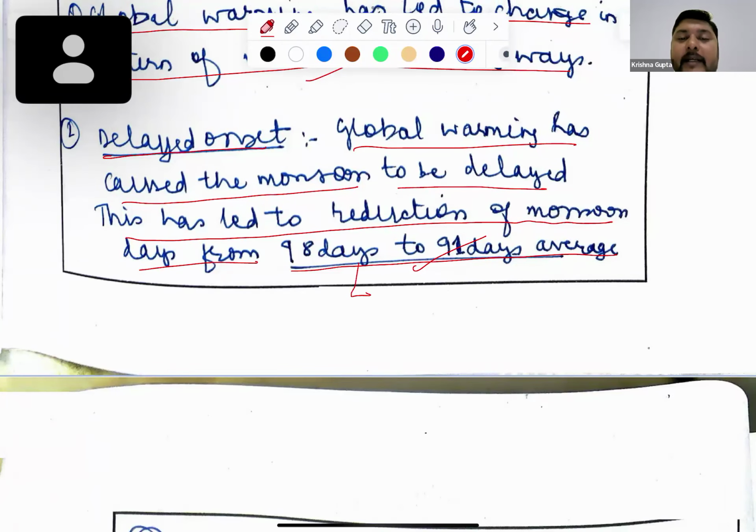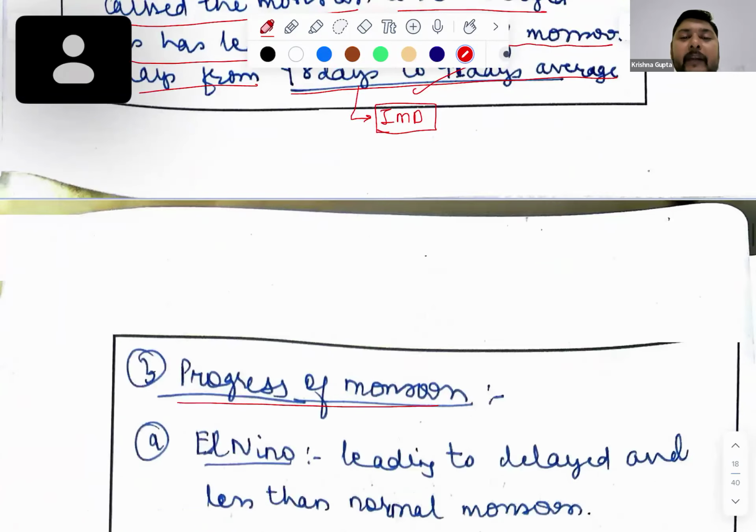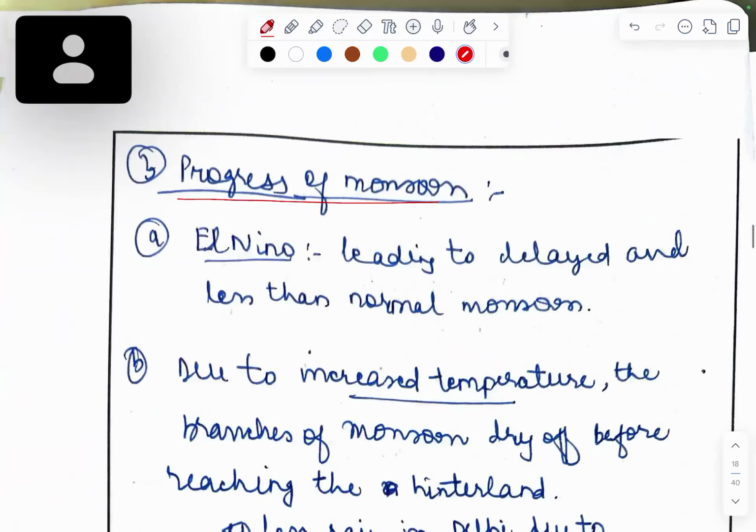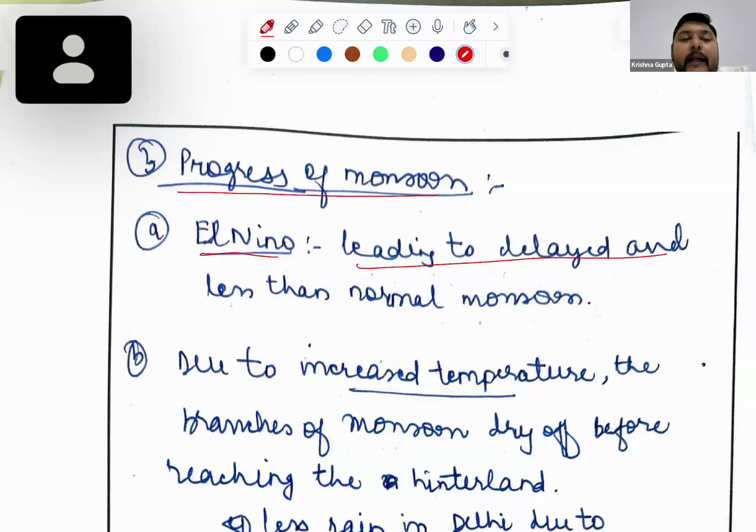Who has provided this data? Is it IMD? Yes, sir, it is IMD. Okay, so I forgot to mention IMD here. Then progress of monsoon: El Nino, leading to delayed and less than normal monsoon.